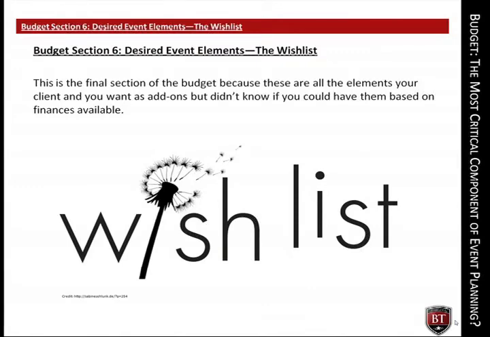Budget Section 6, Desired Event Elements. This is the final section of the budget because these are all the elements your client and you want as add-ons but didn't know if you could have them based on finances available. They are not essential to the event, but they are the details that make it special and help it stand out in the eyes of the attendees and the press.